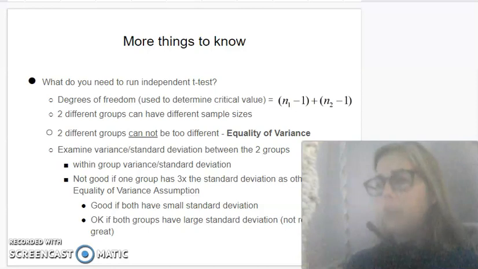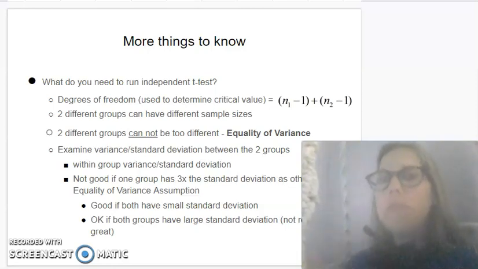So when we get into equality of variance, what I mean is I don't want, when I look at the standard deviation of males and I look at the standard deviation of females, let's say I'm interested in differences of stress, I don't want to see the variance or the standard deviation of males being really different from the variance or standard deviation of females, right?